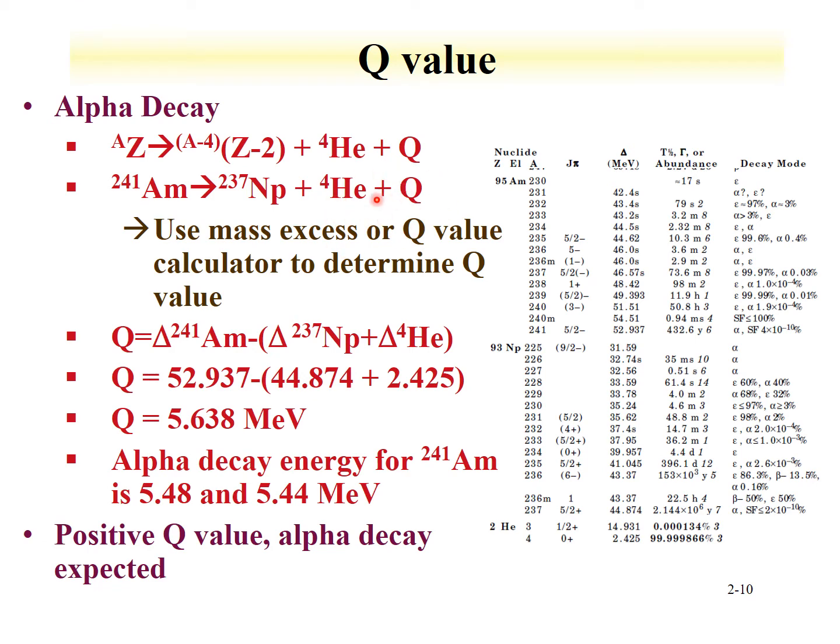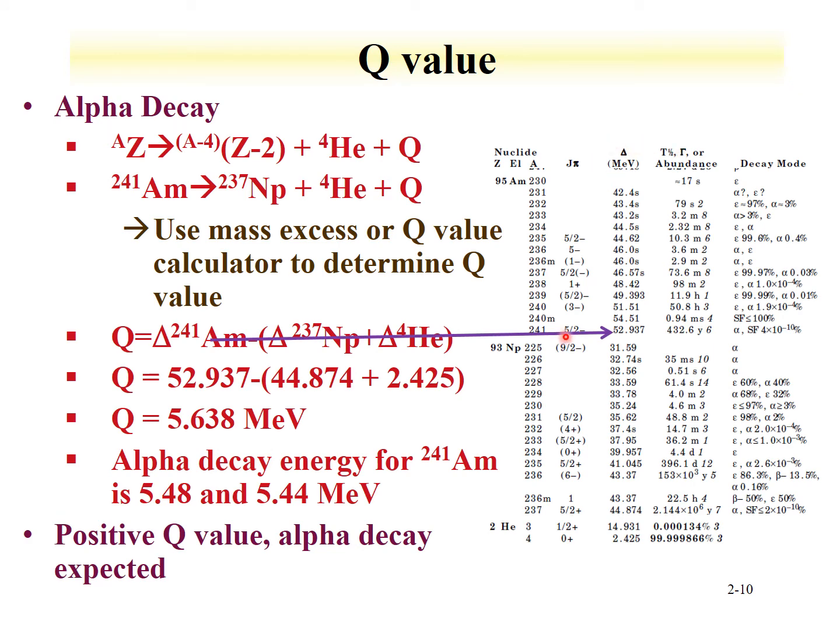So the Q value is equal to the mass of the parent minus the sum of the daughter and the alpha particle. So we can use mass excess to determine this. We can also do this with something called the Q value calculator, and I'll show you how to use that later in this lecture. But let's consider the terms that we have here. I need to get the mass excess of americium, neptunium, and the helium nucleus. Here are the isotopes of americium. For 241, the mass excess is listed here.